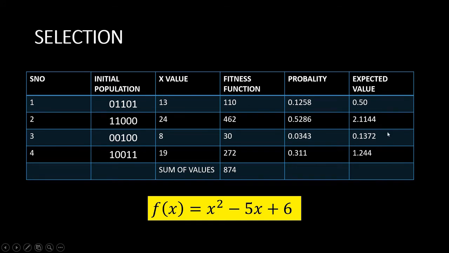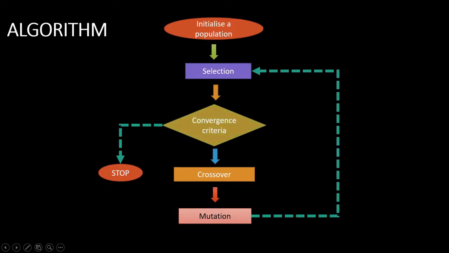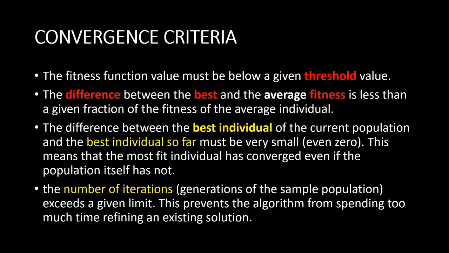In this step, the most important thing is to find the best chromosome, which has the highest expected value. In this case, the second one has the highest expected value, which is 2.1144, and the minimum is 0.1372. So what we have to do here is replace this minimum third chromosome with the second one in the next step. Before that, we'll check for the convergence criteria. Of course, in the first step, it's not going to converge. There are many convergence criteria, and it is based on the problem that we are going to solve.